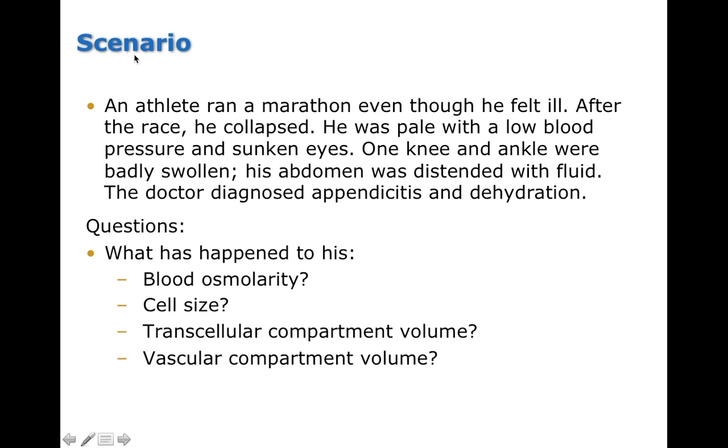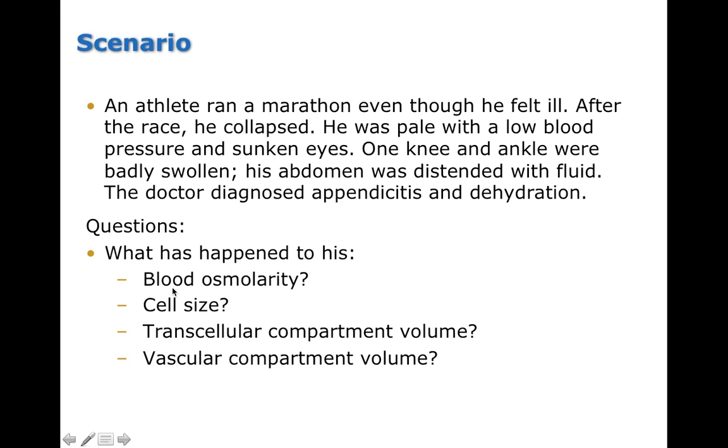So this first scenario here, we see an athlete ran a marathon even though he felt ill, and after the race he collapsed. He was pale with low blood pressure, sunken eyes, one knee and ankle were badly swollen, and his abdomen was distended with fluid. The doctor diagnosed appendicitis and dehydration. So the question here says, what has happened to his blood osmolarity, cell size, transcellular compartment volume, and vascular compartment volume?